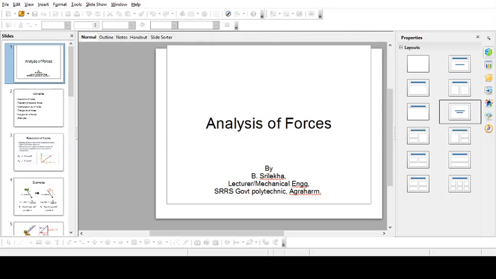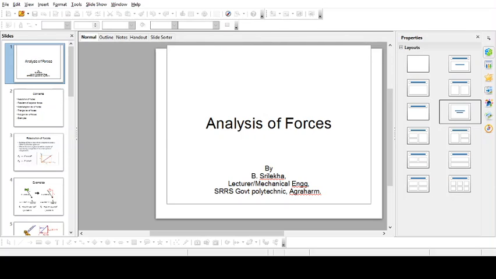Further, coplanar forces are again divided into coplanar collinear forces, coplanar concurrent forces, coplanar parallel forces, and coplanar non-concurrent forces. And we have already discussed all those. Again, further, non-coplanar forces are divided into non-coplanar parallel forces, non-coplanar concurrent forces, and non-coplanar non-concurrent forces.